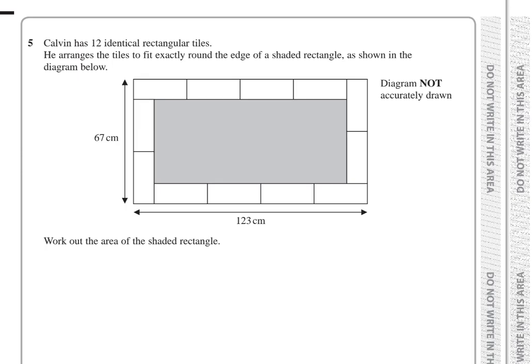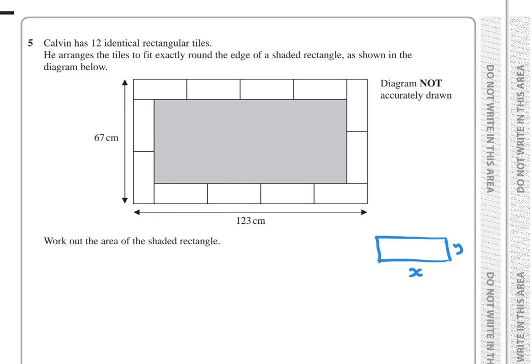Number 5. Calvin has 12 identical rectangular tiles. He arranged the tiles to fit exactly around the edge of the shaded rectangle as shown in the diagram below. Work out the area of the shaded rectangle. Now for this tile, if we consider that the length of the tile is x and the width is y.